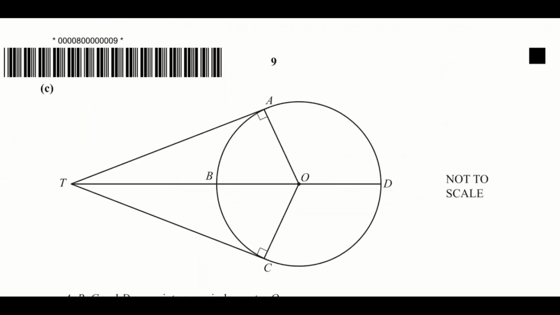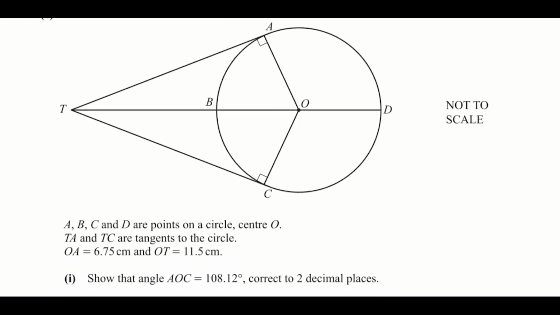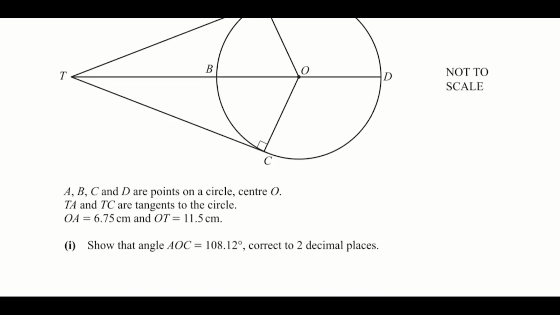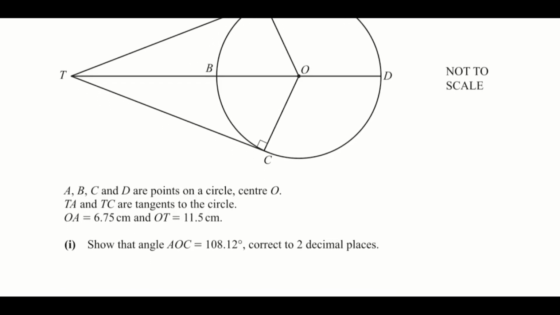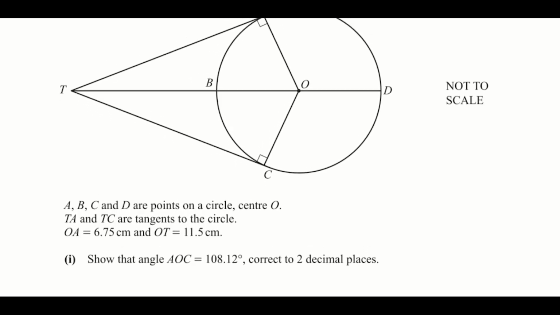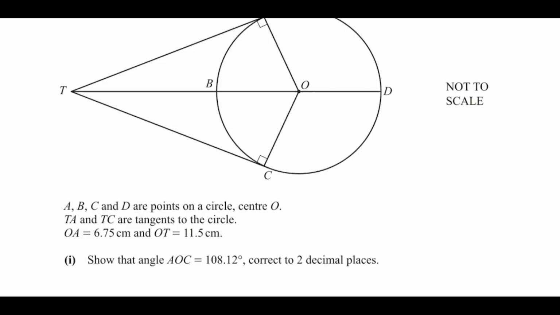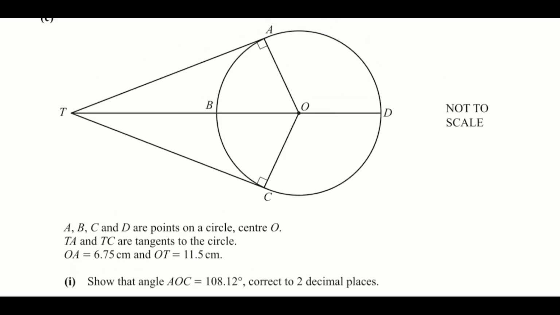So let's go to the next question. That's part C. Here, A, B, C, and D are points on a circle center O. TA and TC are tangent to the circle. OA equals 6.75 centimeters and OT equals 11.5 centimeters. So OA is 6.75 and OT is 11.5. Okay, so I think I can draw something out.